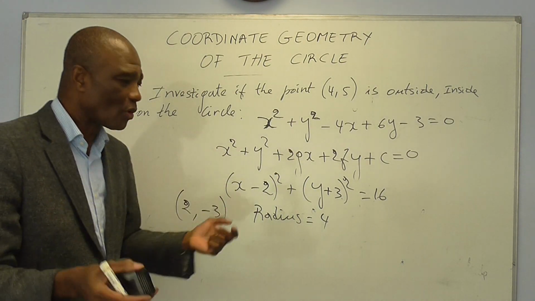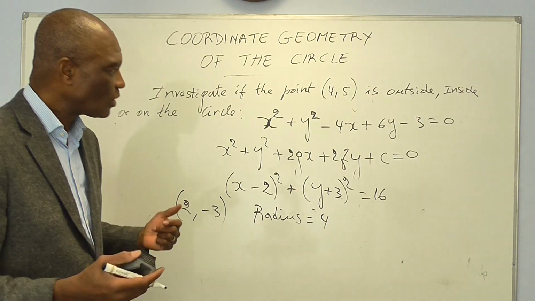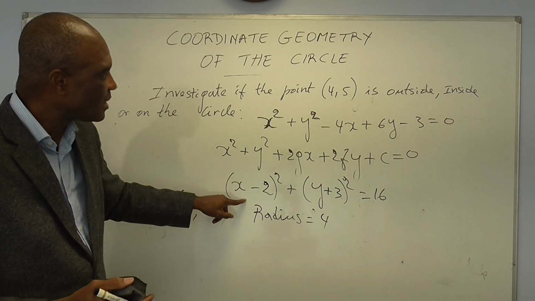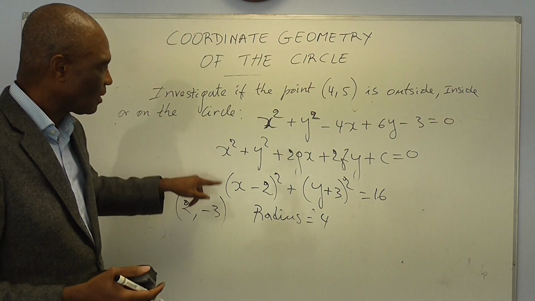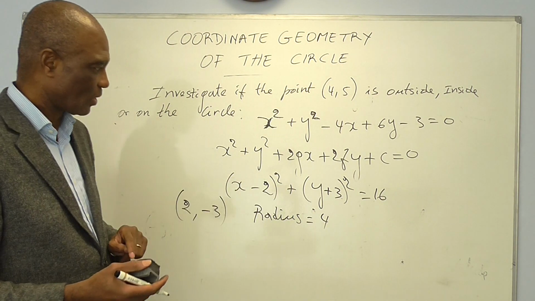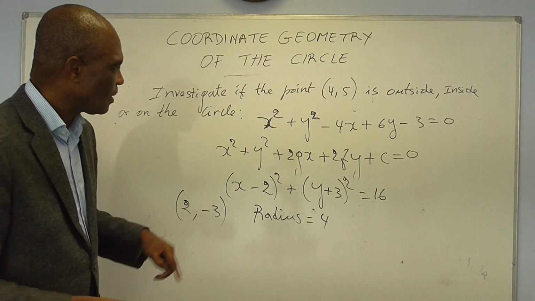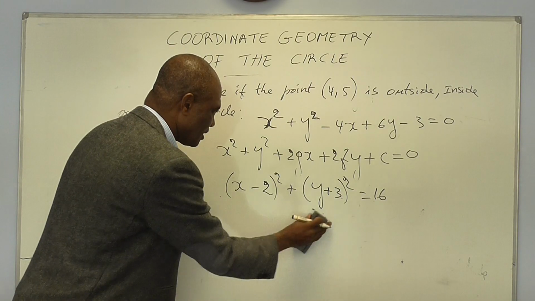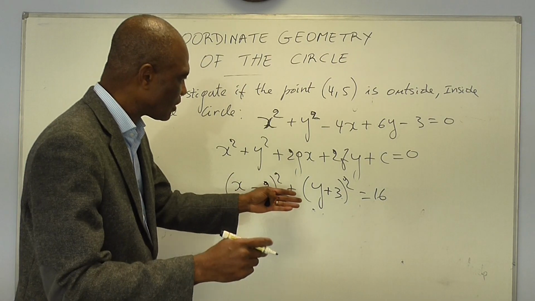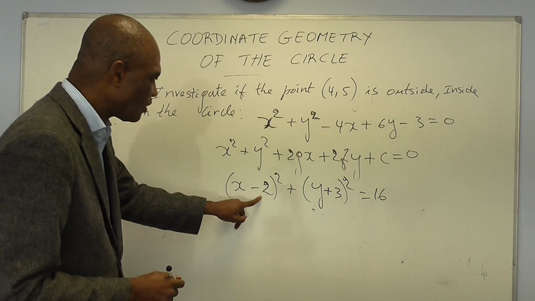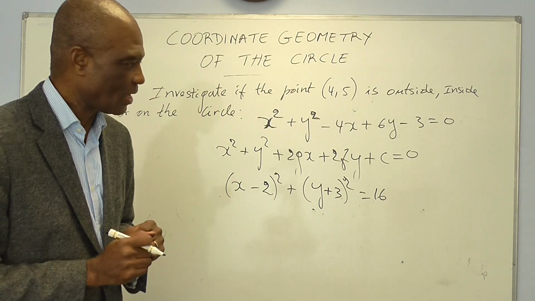So if the question is asked like that, what we have to do is we get this equation in this form. Okay, we have it in this form, and because we have it in this form, now we have the radius, we have the coordinate of the center. Now we use this form to check if it is inside, outside, or on the circle.